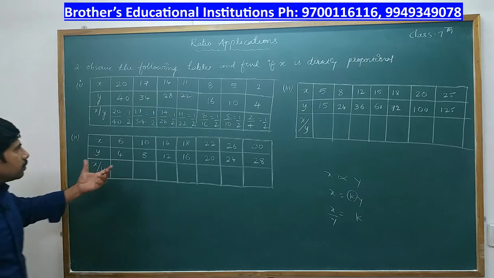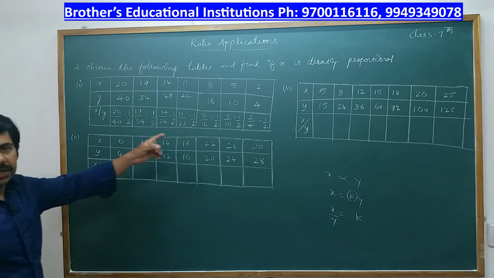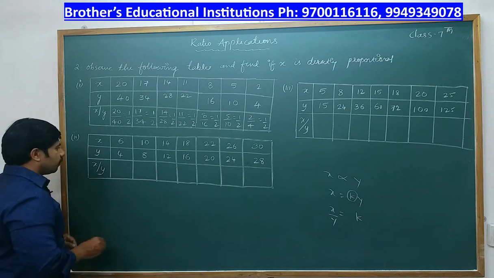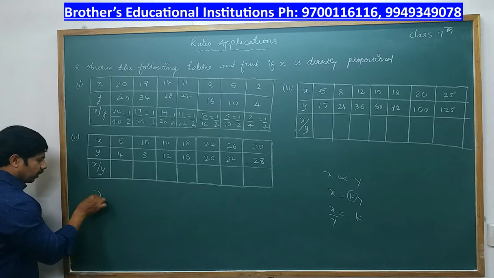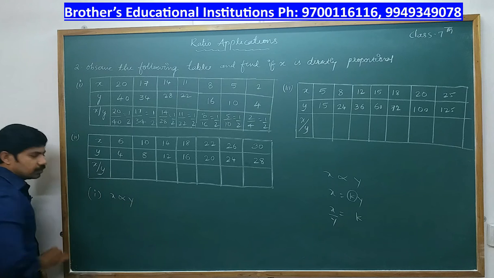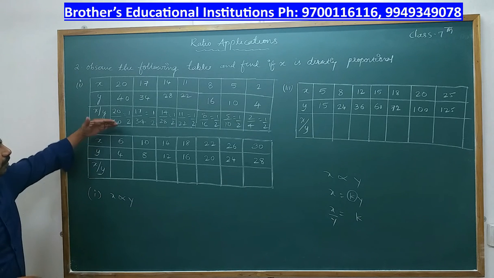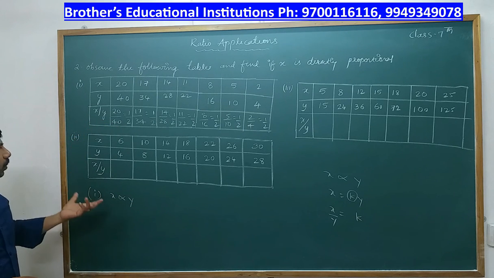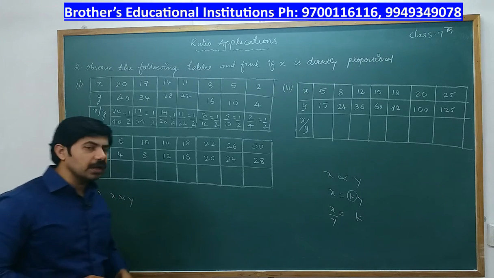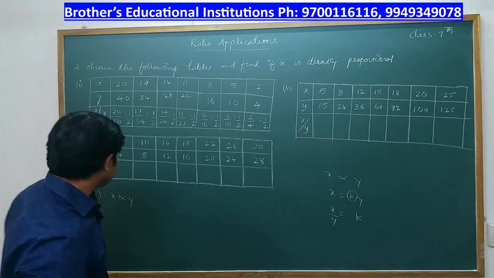So what we observe, the proportionality constant is the same throughout the table. Therefore we say that x is directly proportional to y. Okay, so the first one is completed. Now when we go to the second one, same method, we are checking for a direct proportion. We will find out the proportionality constant. For that we will divide.